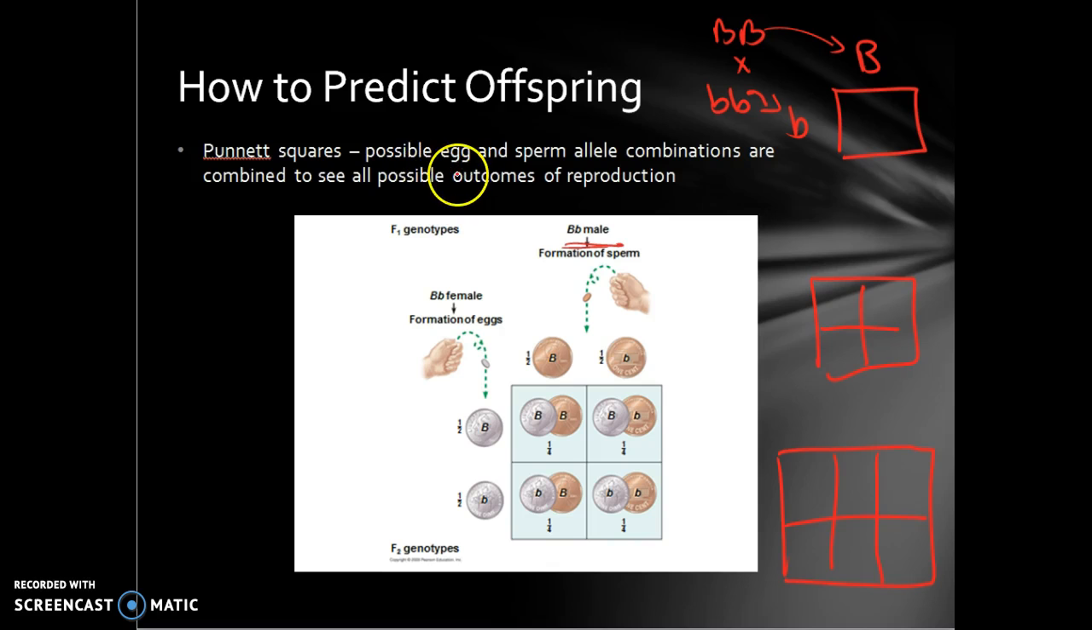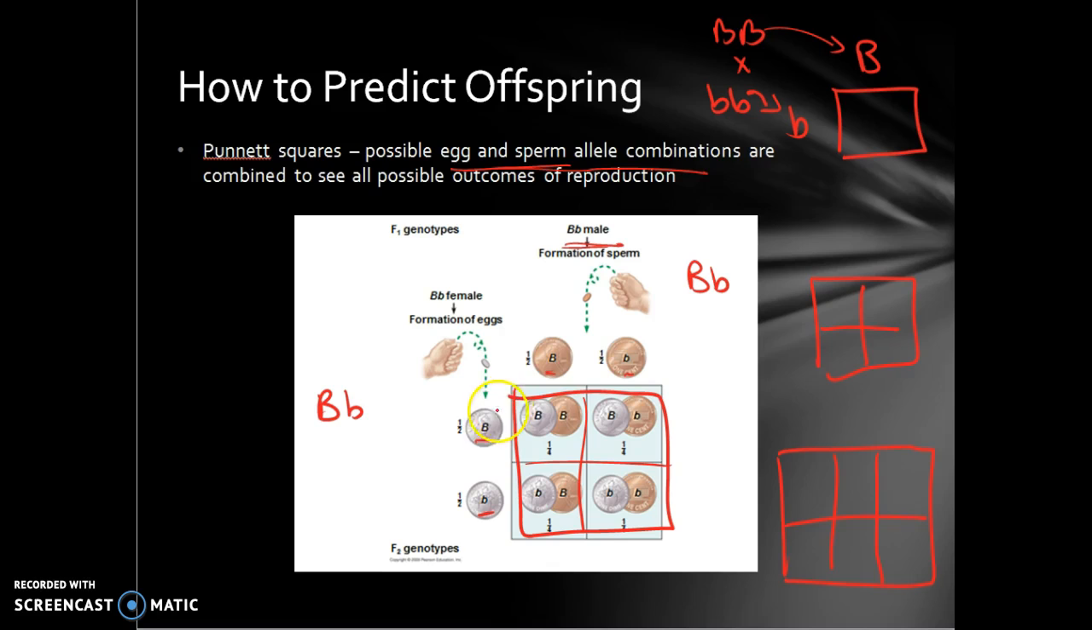So basically, we list out all the possible egg and sperm allele combinations, and then we make a grid where we see all the possible combinations of those eggs and sperm. So in this picture here, you have a big B, little b male, and a big B, little b female, which means this one can make big B's and little b's. This one can make big B's and little b's. And then we list those out on the side, and we make the chart to organize those combinations. It's sort of like FOIL, where you go first, outside, inside, last.